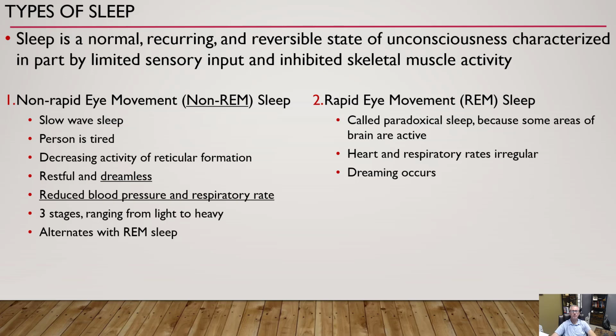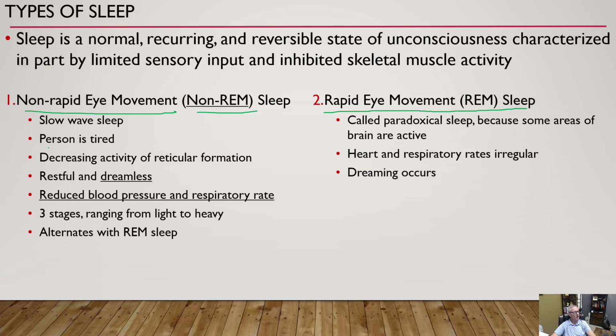All right, rapid eye movement versus non-rapid eye movement. Different types of sleep. Obviously, we know we have to sleep. It's very normal, reoccurring. We need that sleep in order to regenerate our body. We need that rest. We have what's called non-rapid eye movement, or non-REM sleep, and we have REM sleep, rapid eye movement.